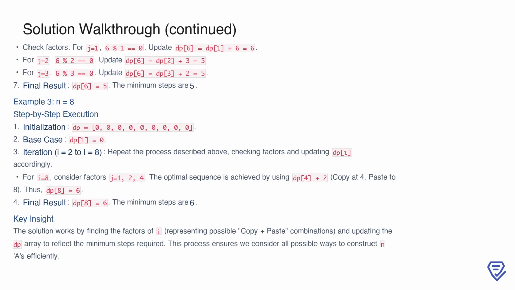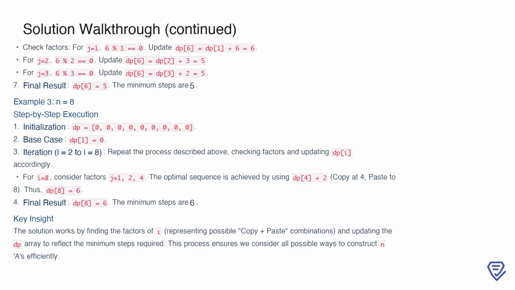For i equals 6, we first note that 6 is divisible by 1, so we update DP[6] equals DP[1] plus 6 equals 6. Next, since 6 is also divisible by 2, we calculate DP[6] equals DP[2] plus 3 equals 5, which is an improvement. Finally, 6 is divisible by 3, and this allows us to update once more: DP[6] equals DP[3] plus 2 equals 5. This means the minimum steps required to achieve 6 A's is 5.